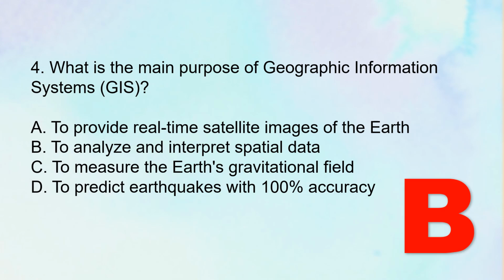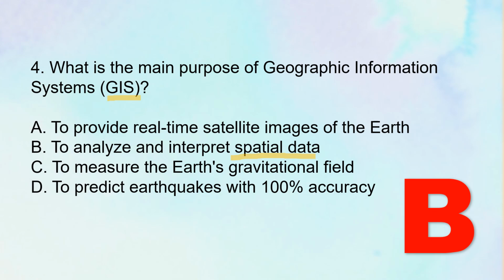The correct answer is letter B. GIS, or Geographic Information Systems, is a technology used to collect, analyze, and interpret spatial data for mapping and decision making. That is its main purpose.